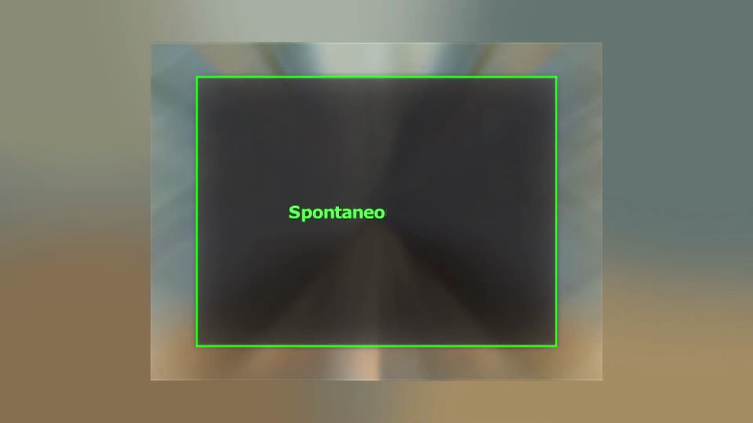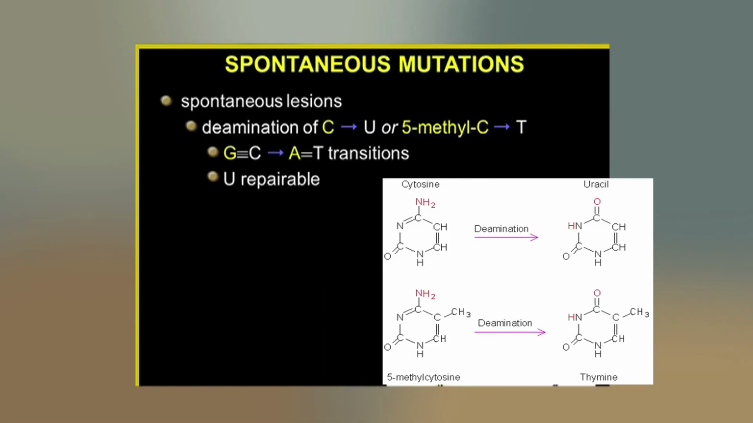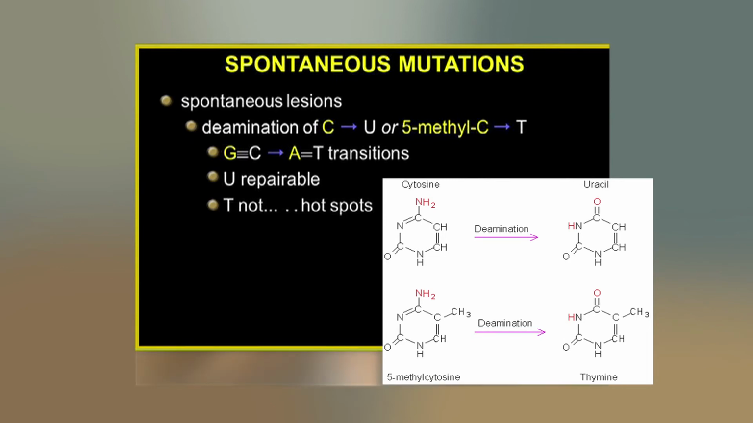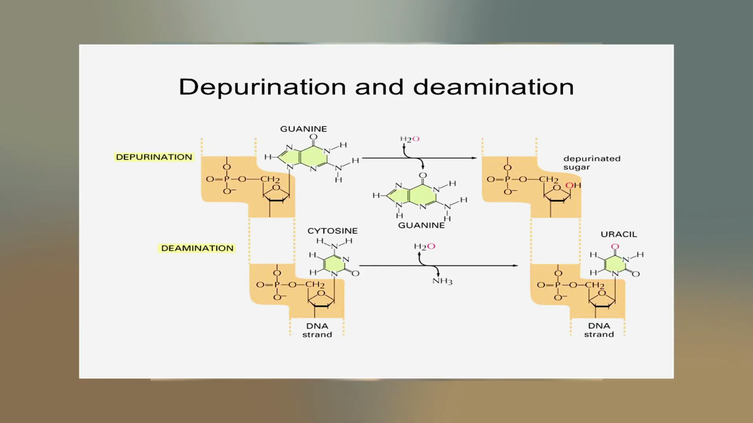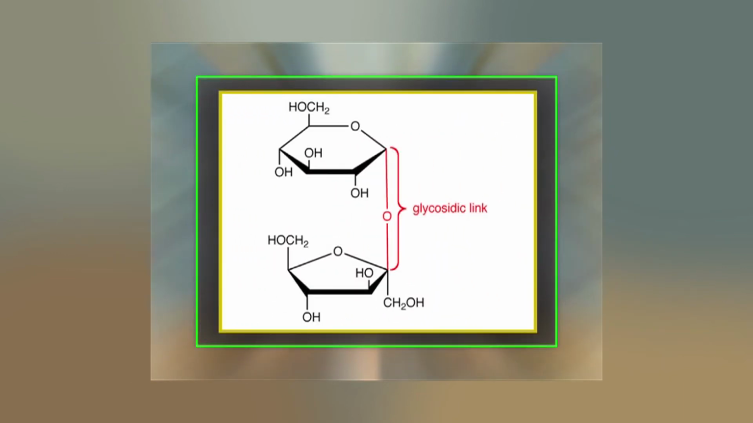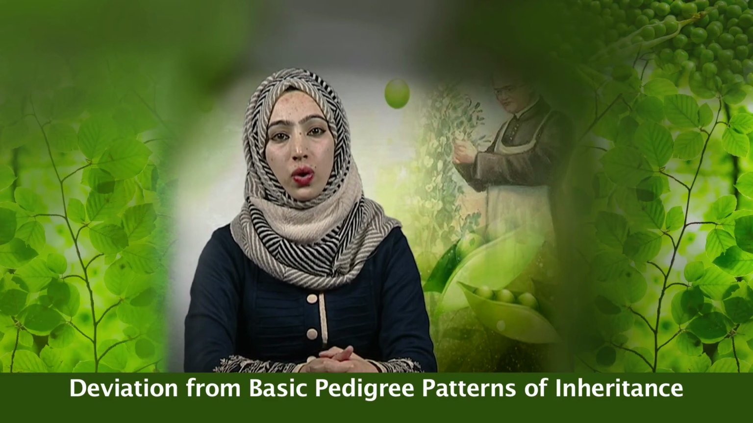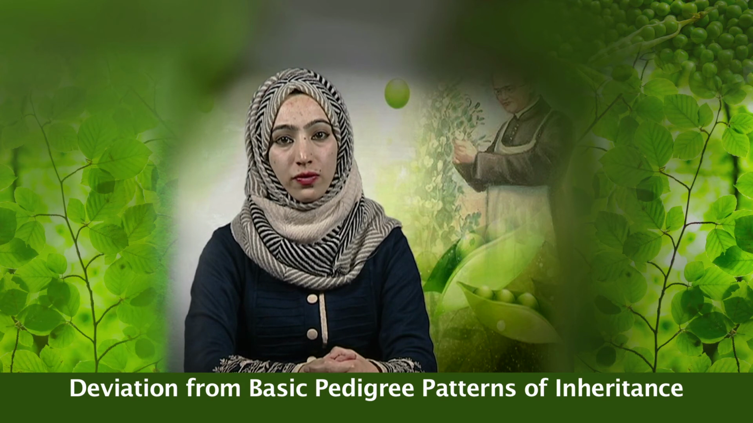The second type of spontaneous mutation is the spontaneous lesion. In addition to replication errors, spontaneous lesions, naturally occurring damage to the DNA, can generate mutations. Two of the most frequent spontaneous lesions result from depurination and deamination. Depurination, the more common of the two, consists of the interruption of the glycosidic bond between the base and the deoxyribose and the subsequent loss of a guanine or an adenine residue from the DNA.